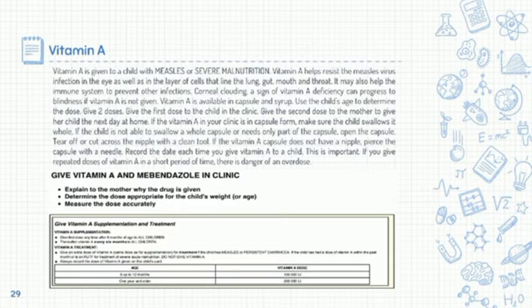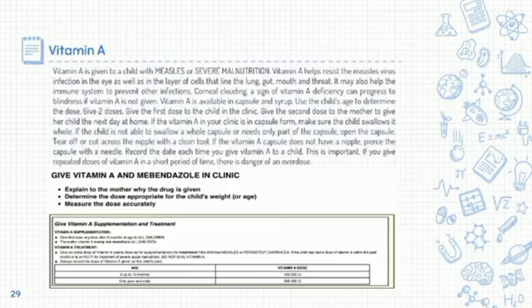So, it is important to record the date each time you give vitamin A to a child because if you give repeated doses of vitamin A in a short period of time, there is danger of an overdose. High intake of vitamin A is harmful, and it can cause dizziness, nausea, headaches, coma, and worse, death. Okay, so we have here the chart in giving the vitamin A and mebendazole in a clinic.